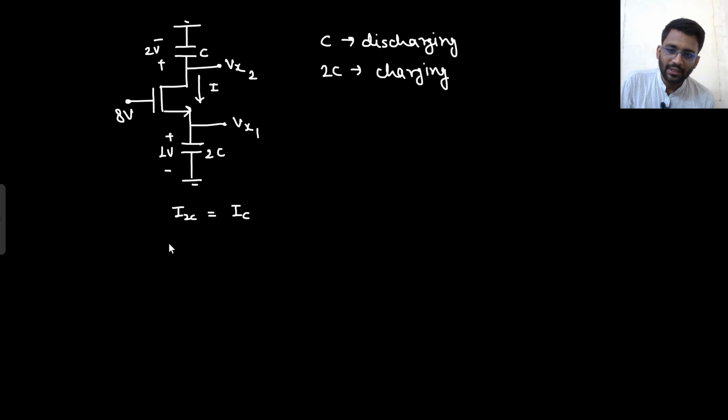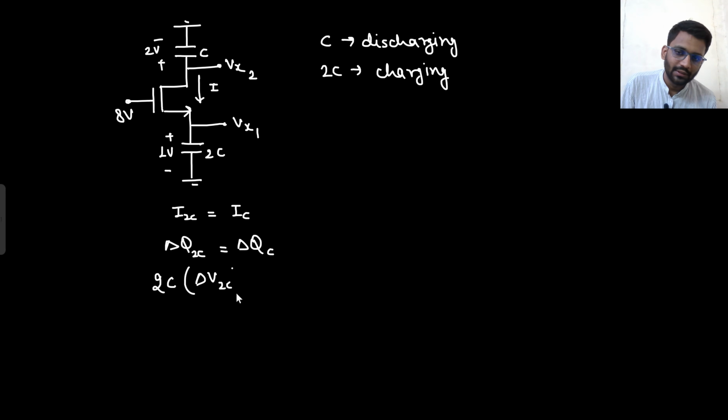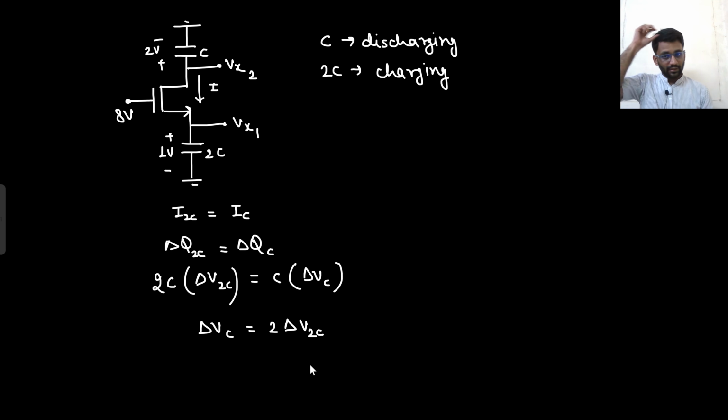If both of the currents are the same, that means the change in charge would also be the same. So what is the change in charge in case of 2C? Let's call it delta V into 2C. What will be the change in charge in this one? That would be delta V into C. So what is the relation? Delta V of C into C would be equal to 2 into delta V of 2C, right?